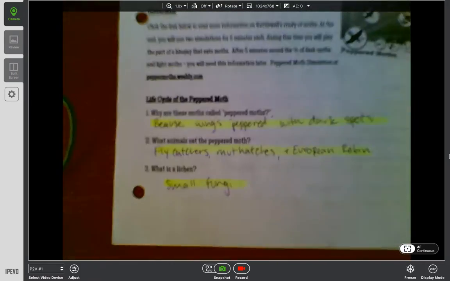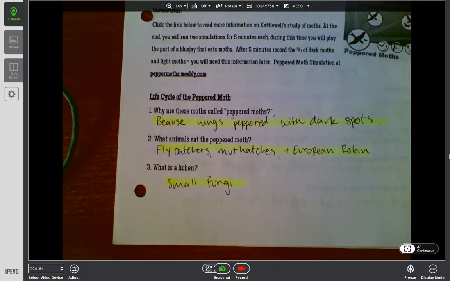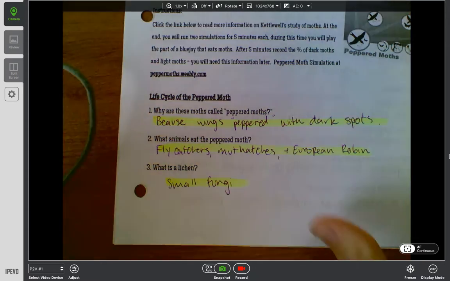So first and foremost, life cycle of the peppered moth. Why are these moths called peppered moths? It's because their wings appear peppered with dark spots. What animals eat the peppered moth? There's flycatchers, nuthatches, and the European robin. What is a lichen? It's a type of small fungi or type of fungus.